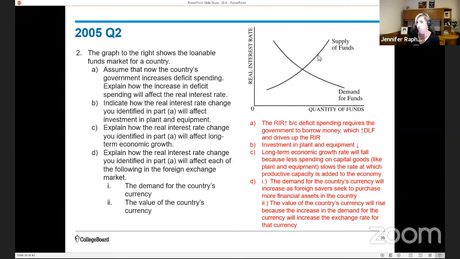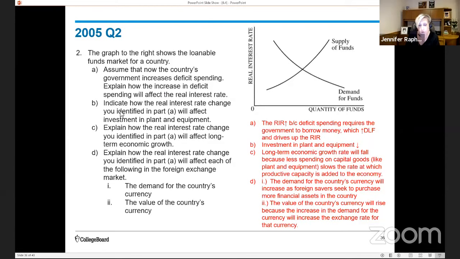So because the real interest rate rises, that incentivizes people to save their money in the country with the higher interest rates. That's going to lead to capital inflow. Foreigners want to save their money now in this country with higher real interest rates, which is going to cause the demand for the country's currency to increase. And so when the demand for a currency increases, that causes the exchange rate to rise. So there's an answer to a short FRQ that has no graphing in it.